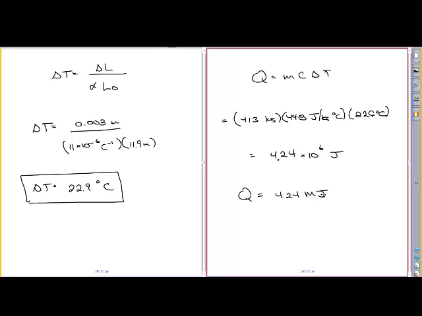And we can convert that to megajoules by knowing that 10 to the 6 is a mega. So it becomes 2.24 megajoules. So that's the amount of heat transfer. And that's the right answer. And I remembered to record it this time.